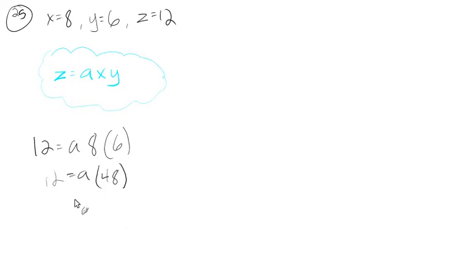Then solve for a by dividing by 48 on both sides. 12 over 48 is 1 over 4. That is a. So the equation is z equals 1/4 times whatever x and y are. You just throw in your x and your y, and then multiply by 1/4, and you find out what z is.